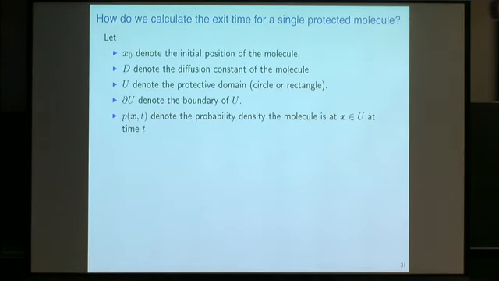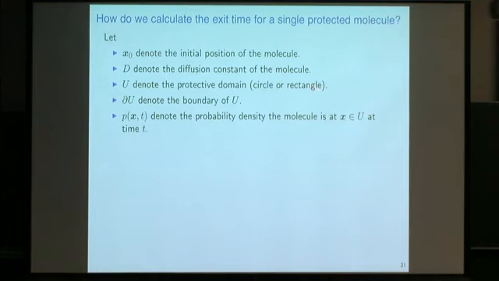Okay, so I wanted to go into a little more detail about how the algorithm works, especially because I don't think I'll come back to it after this first lecture. So let's think about how we do the single molecule protective domains. I can let x naught be the initial position of the molecule, and the simplest way is to assume it's just at the center of my sphere. D is its diffusion constant. U will be the protective domain, like I said, usually in 2D a circle or rectangle. ∂U is the boundary.